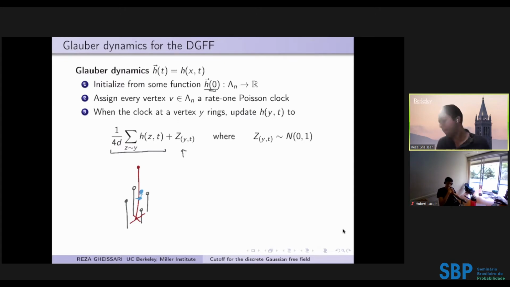Okay. So this is a Markov process, and as I said, it's easy to check that the stationary distribution of this Markov process is the discrete Gaussian free field itself. And so if you run it for a sufficiently long time, you see that the surface, no matter what the initial height profile is, will converge to the discrete Gaussian free field distribution. Okay.